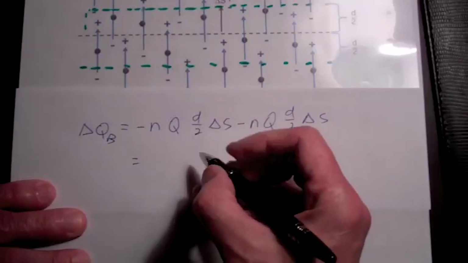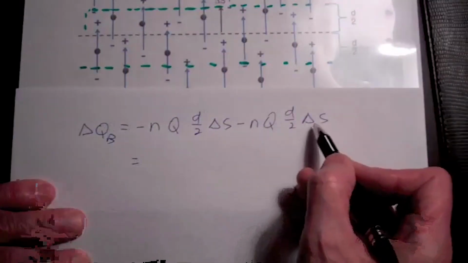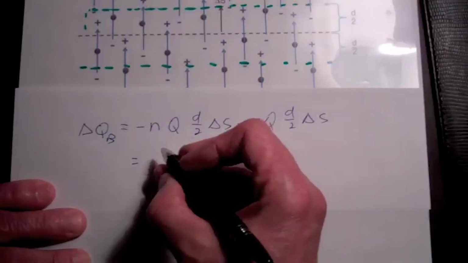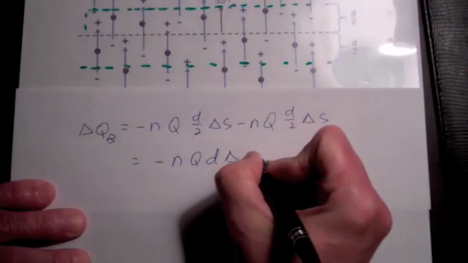So the change in charge in our enclosed volume due to just this one differential surface element delta S is minus nq d delta S.